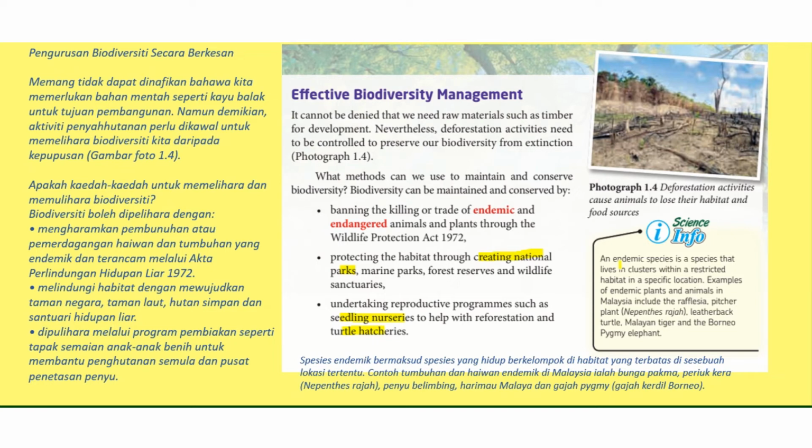Look at the science info here. An endemic species is a species that lives in clusters within a restricted habitat in a specific location. Examples of endemic plants and animals in Malaysia include Rafflesia, pitcher plant, leatherback turtle, Malayan tiger and the Borneo pygmy elephant. That's an endemic species.